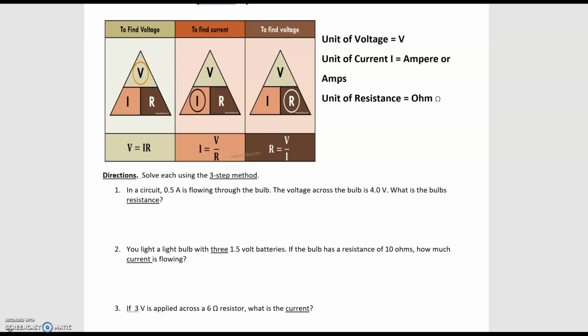So if you're looking for V, which is the voltage, it's going to be I times R. If you're looking for current, which is I, it's going to be V divided by R. R is the resistance, it'll be V divided by I.